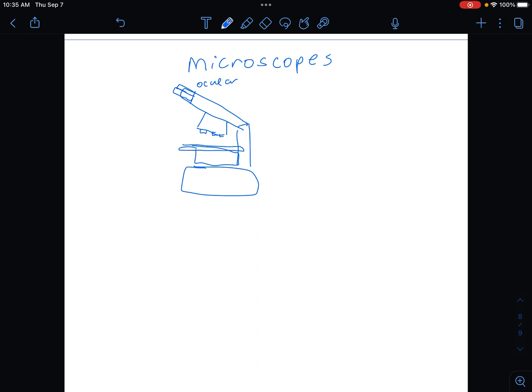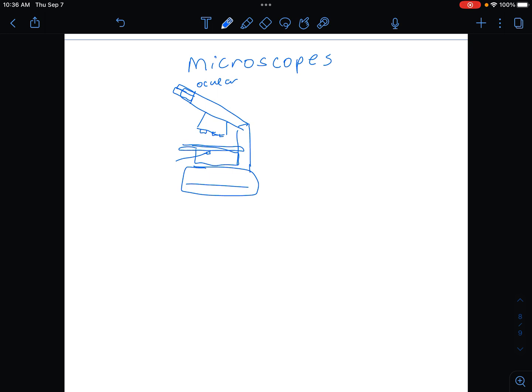You also have your condenser, which here controls how much light is being put in. It doesn't actually magnify, however, but it does control the light. So condenser, we have an arm, your objectives, and then your ocular lens, as well as your stage. So that's just a basic microscope.